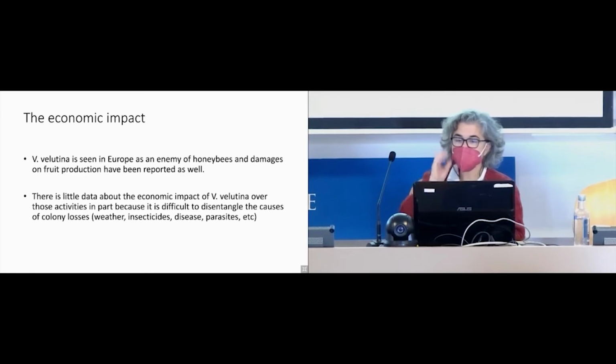The Vespa velutina is seen in Europe as an enemy of honeybees, and damages on fruit production have been reported as well. There's little data about the economic impact of Vespa velutina over those activities, in part because it is difficult to disentangle the causes of colony losses. For example, Vespa velutina, weather, insecticides, disease, parasites, etc. But it's true that recent studies have focused on the costs of the fight because of this difficulty to value damages and losses.